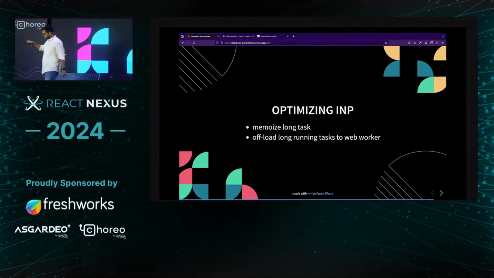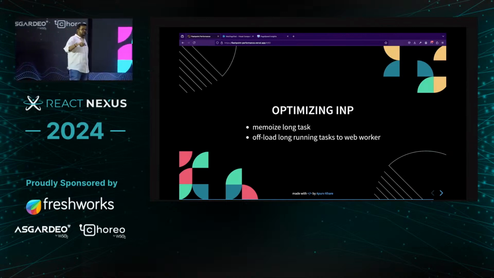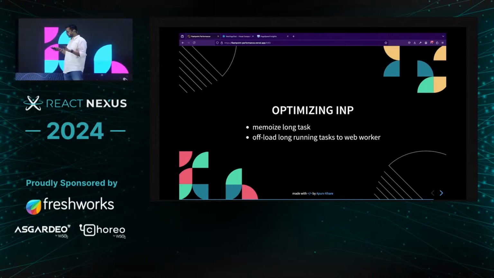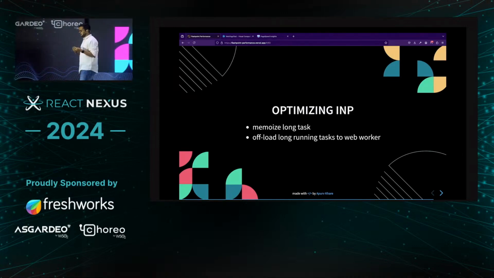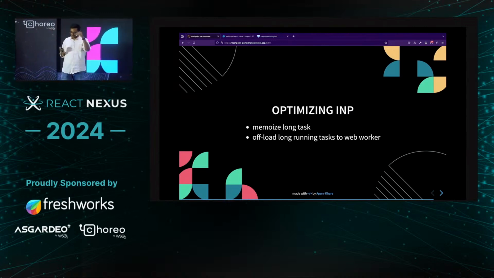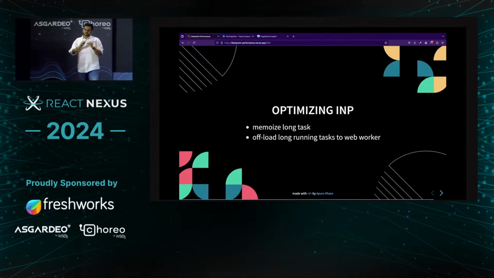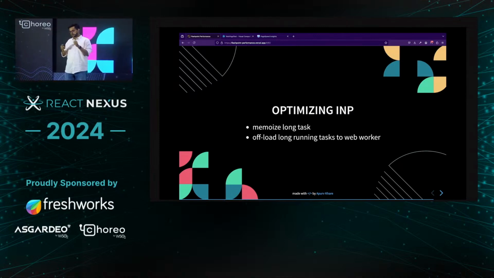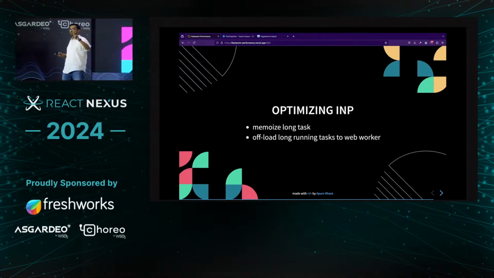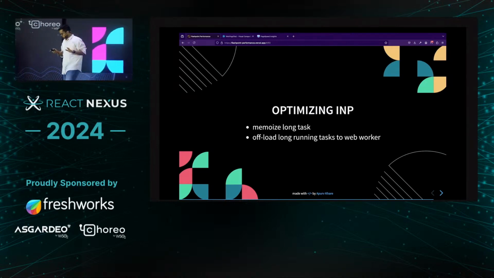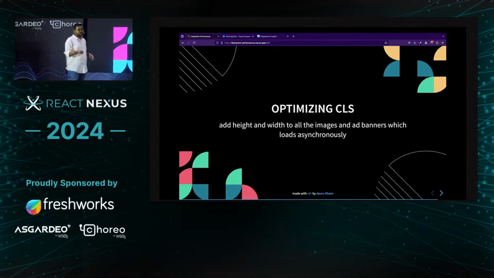Optimizing INP, that is interaction to next paint. Memoize long tasks, or offload long-running tasks to a web worker. A web worker, if you are not aware, is a separate thread which runs separately from your main thread, and you can offload JavaScript tasks to it so that they can be executed in parallel. They can communicate with each other using the postMessage API. But one important thing, you cannot offload DOM-related tasks to your web worker. Only JavaScript tasks.